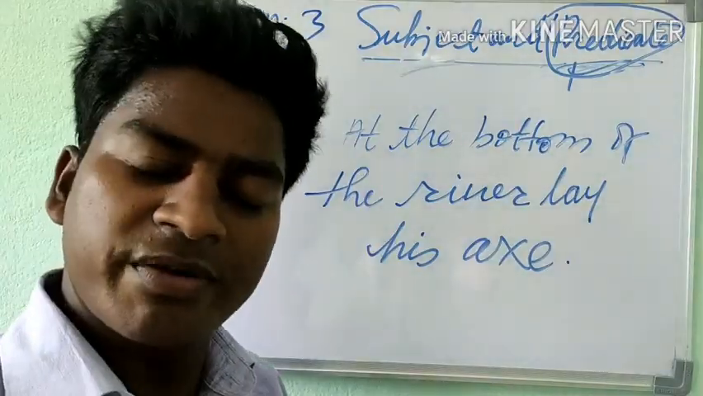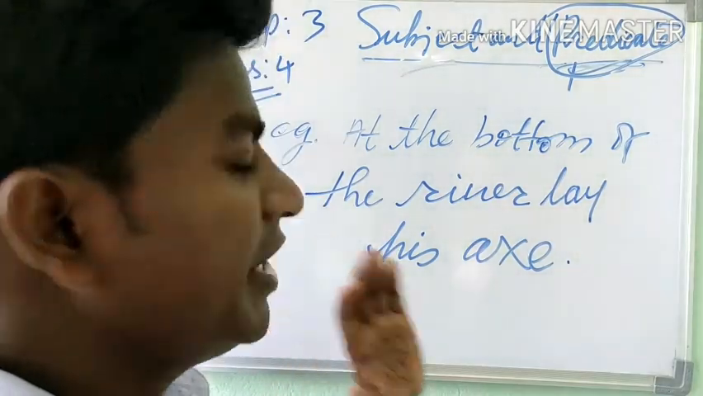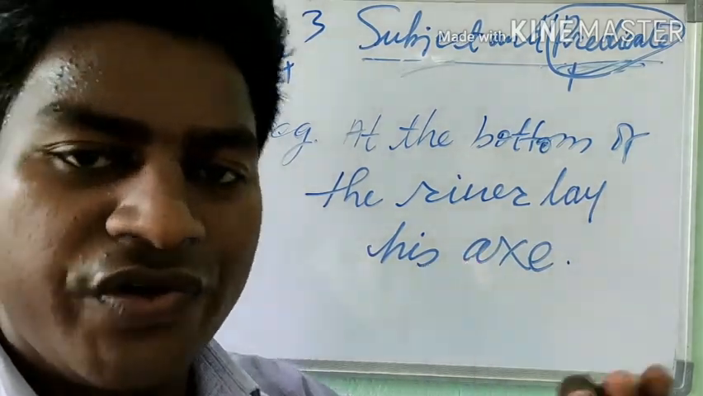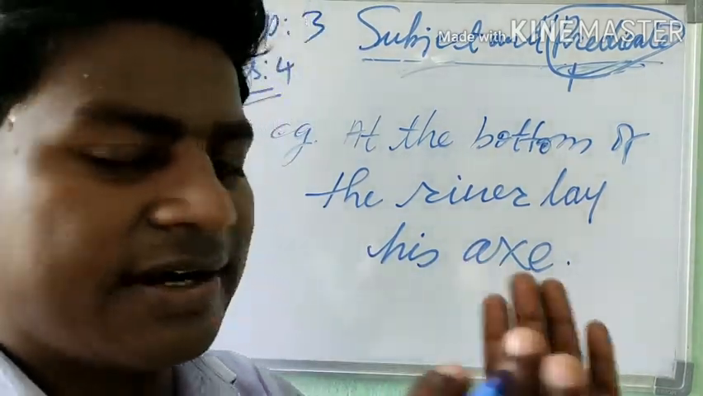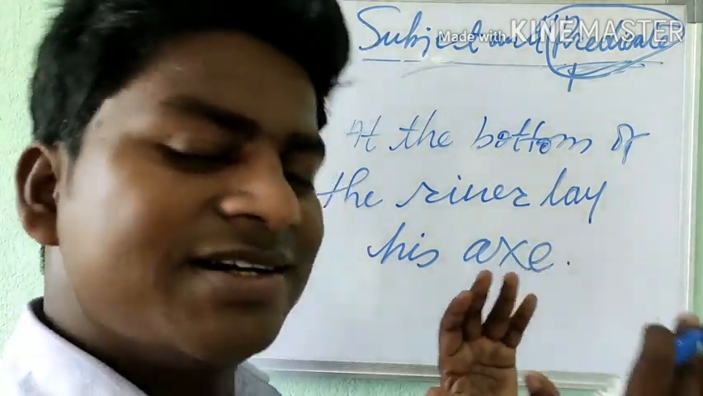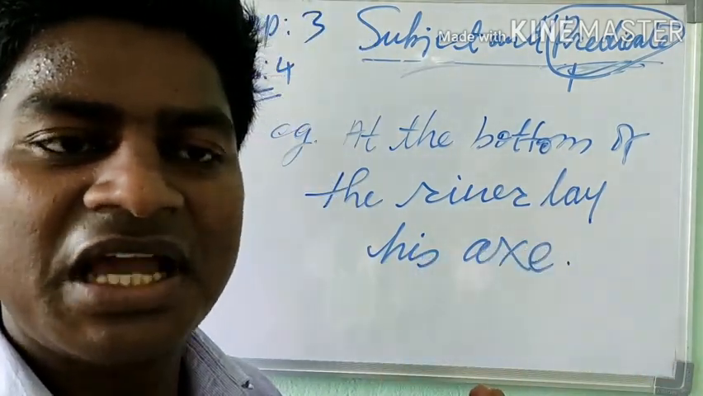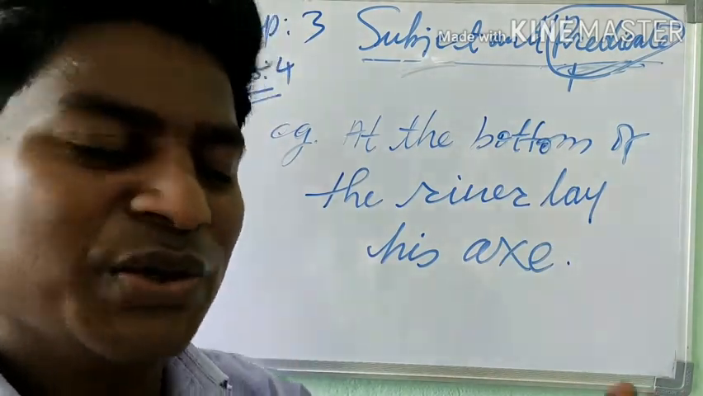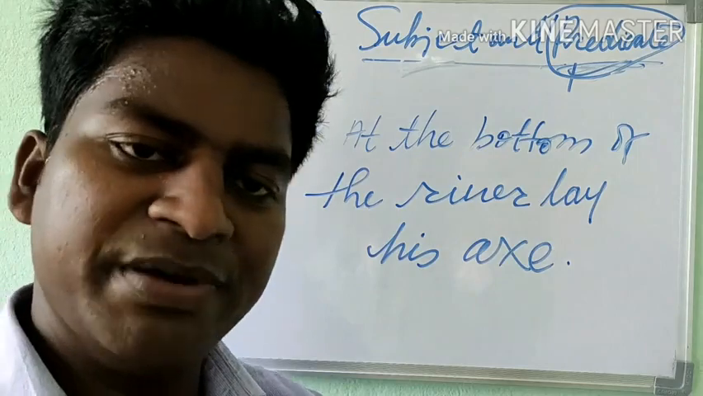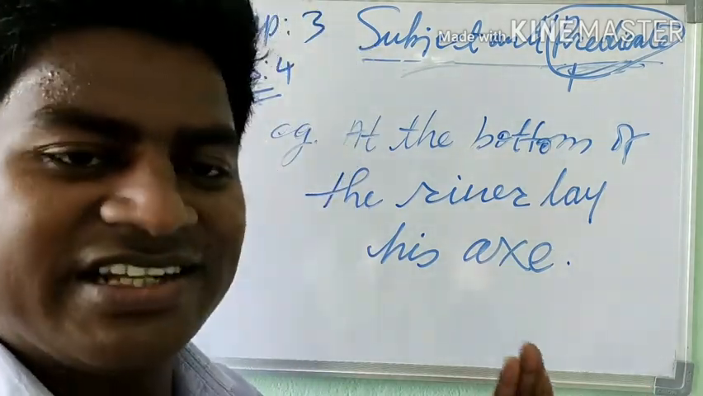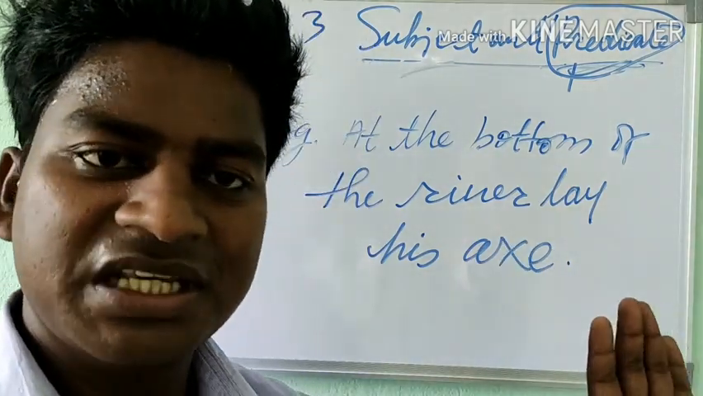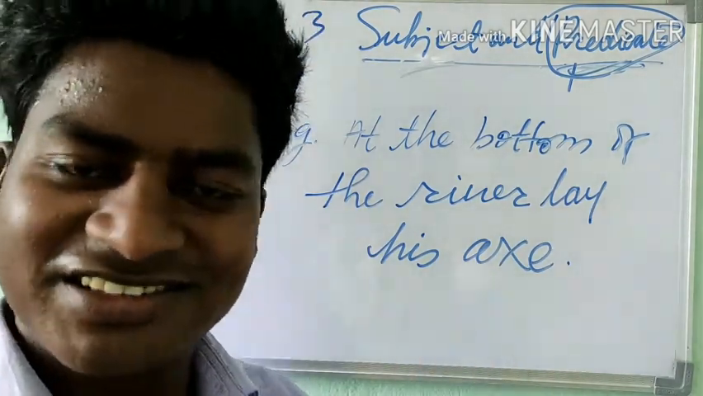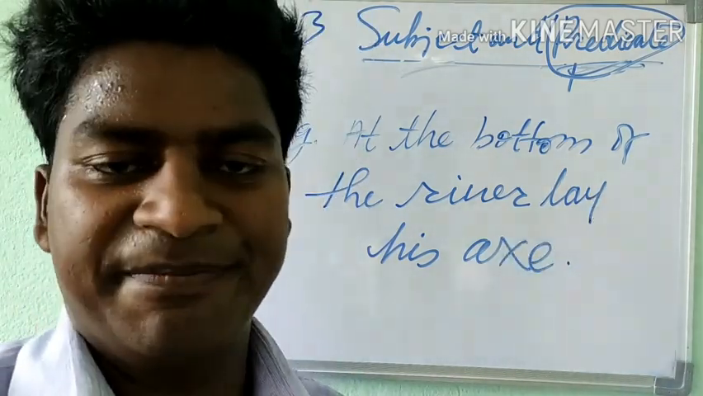Thing to remember is that in most of the sentences, we find the subject at the beginning of a sentence. But sometimes we don't find the subject at the beginning of the sentence, but it is at the last. So what to do in that case? How to find out the subject and predicate? The rule is the same.